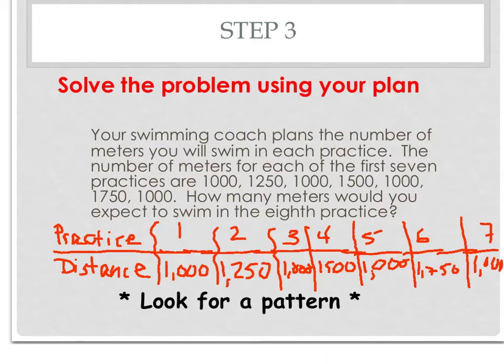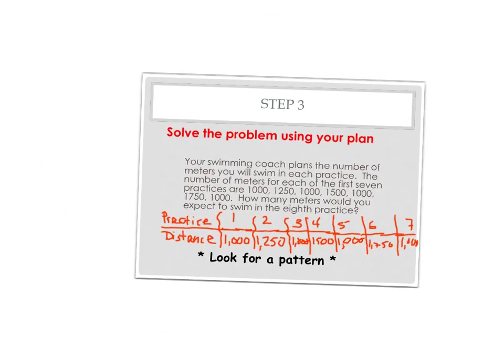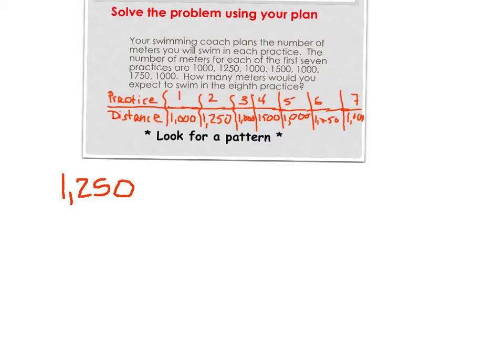So, looking at this, I'm going to shrink that down so I can have a little more space to write. I'm going to see if there's any difference there. So 1,250, then it goes to 1,500, and then it goes to 1,750. So the distances increase. So the first thing I'm going to try is to see, is that distance the same between each day?